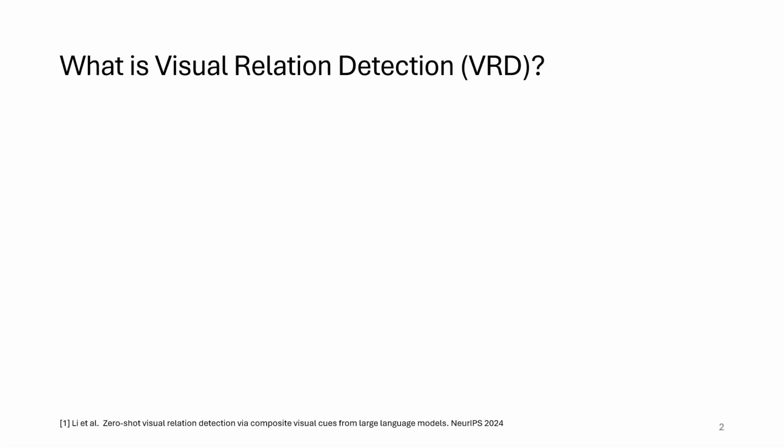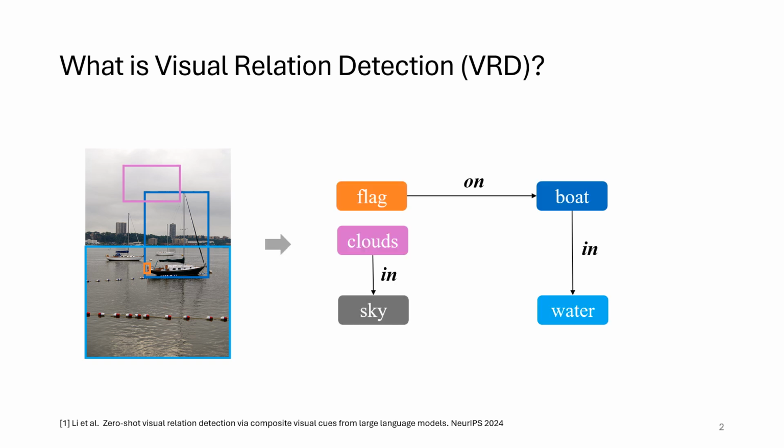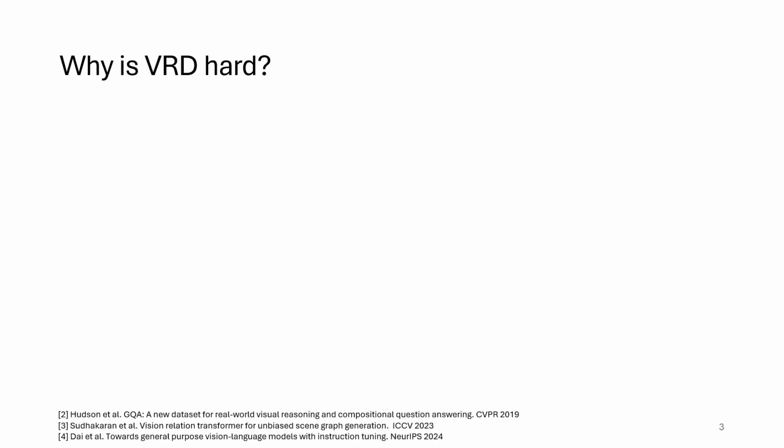Visual relation detection first detects objects in an image and then establishes pairwise relations between them. We assume objects are known, so the focus is on relation prediction. The first challenge is overfitting to in-distribution relations.